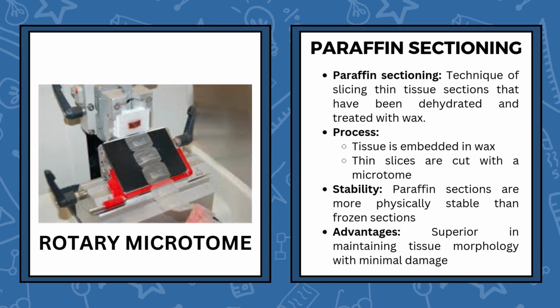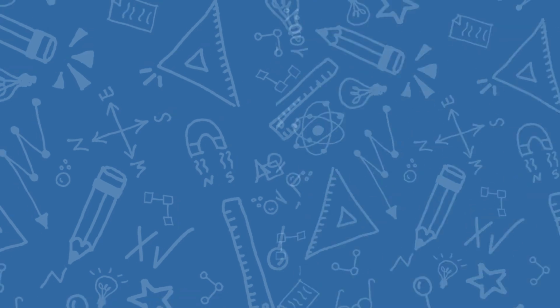Paraffin sectioning involves slicing thin sections of tissue that's been dehydrated and treated with wax. This tissue is embedded in wax and then cut on a microtome. Paraffin sections are more stable and better at preserving tissue structure compared to frozen sections, with less risk of damage. However, the wax infiltration process makes these sections less suitable for certain staining techniques.